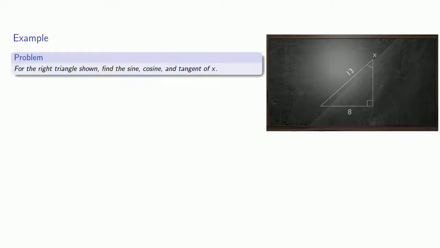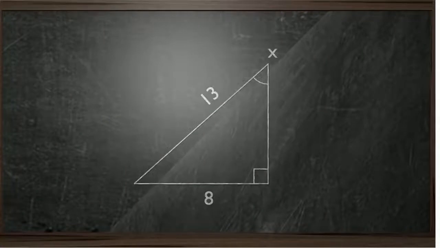For example, suppose we have a right triangle and one indicated angle, and we want to find the sine, cosine, and tangent of this angle. The first thing we'll want to do is identify what our three sides are. So remember, the hypotenuse is always the side across from the right angle. The hypotenuse is one side of our angle. The other side is called the adjacent side. And finally, the side across from the angle is the opposite side.